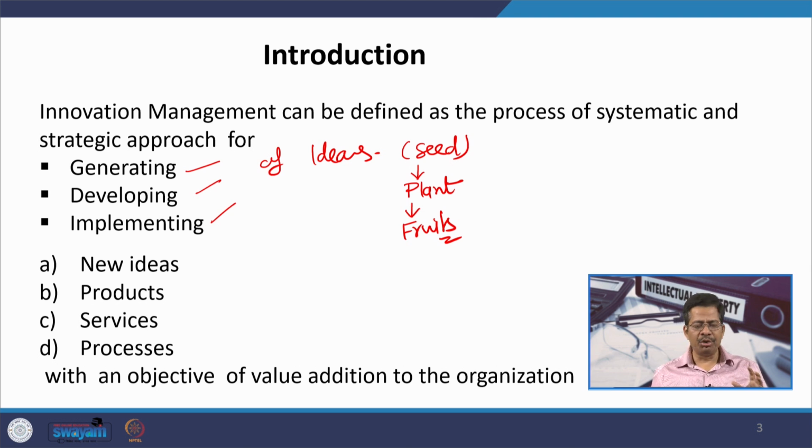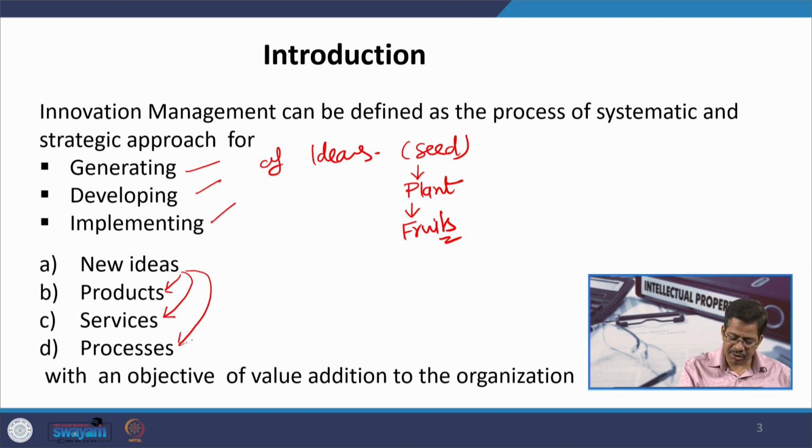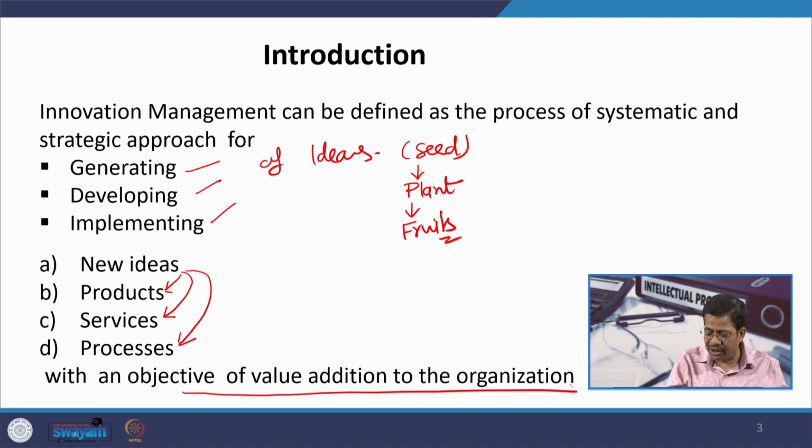We are right now going to focus more on generation of ideas, that is new ideas. New ideas are possible with respect to products, new ideas are possible with respect to services, new ideas are possible with respect to processes. So, anywhere these new ideas are possible, and these new ideas which we are now thinking must be with the objective of value addition to the organization.